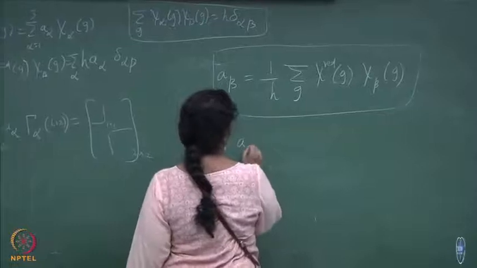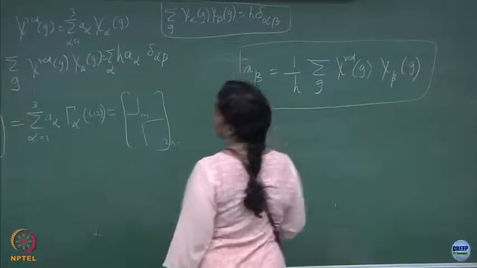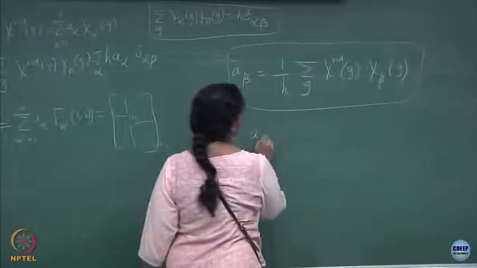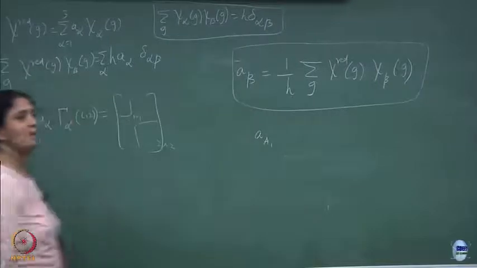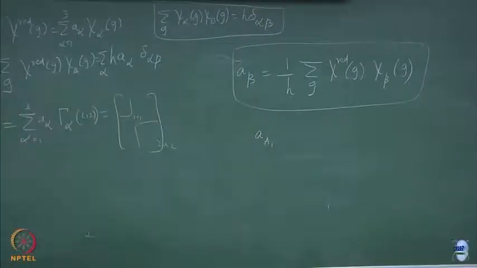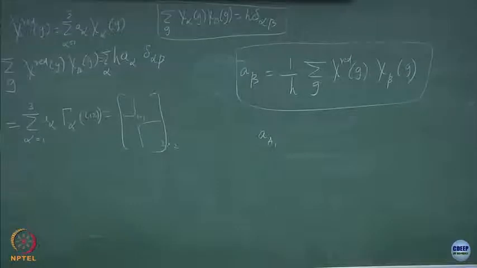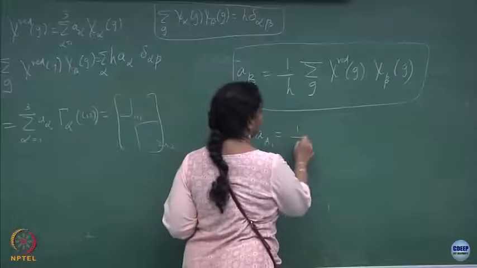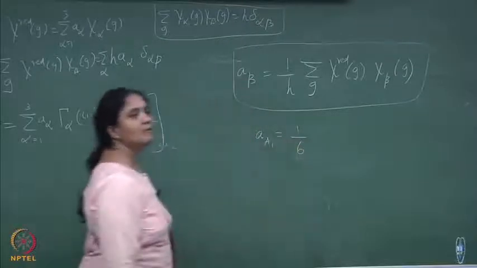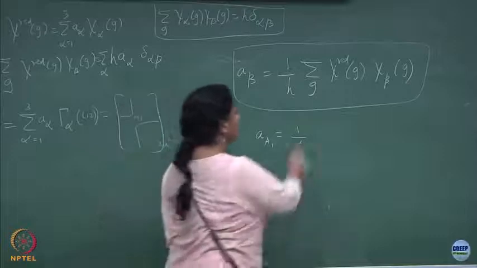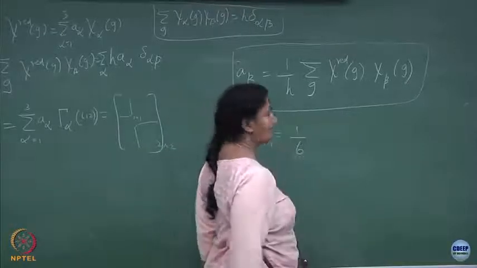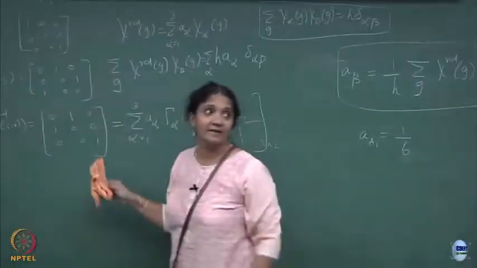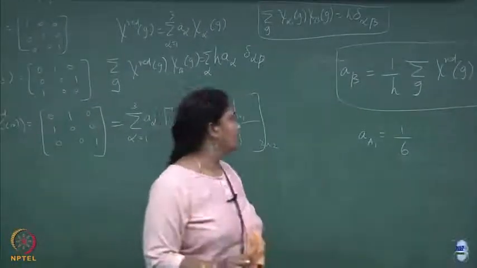So, let us determine what is A alpha for this representation which I have written. A for trivial representation which I am calling it as 1, or according to Mulliken notation I will call it as A1. Can you tell me how much it is? 1 over 6, because 6 is the order of that group, and we are doing it for the symmetric group of degree 3 only, right. So, that is why I am doing this.